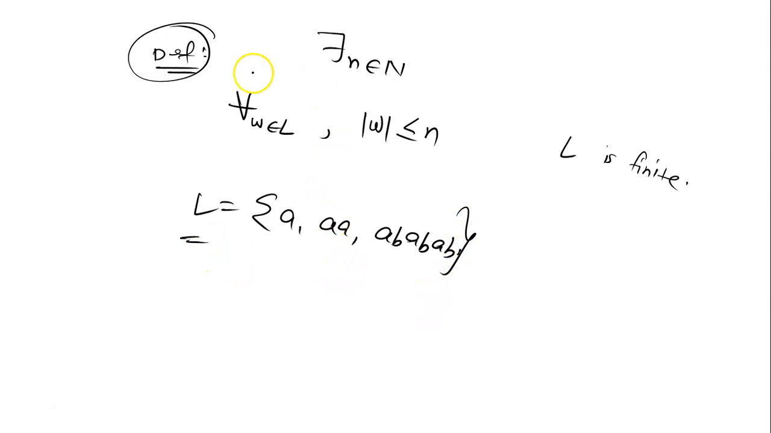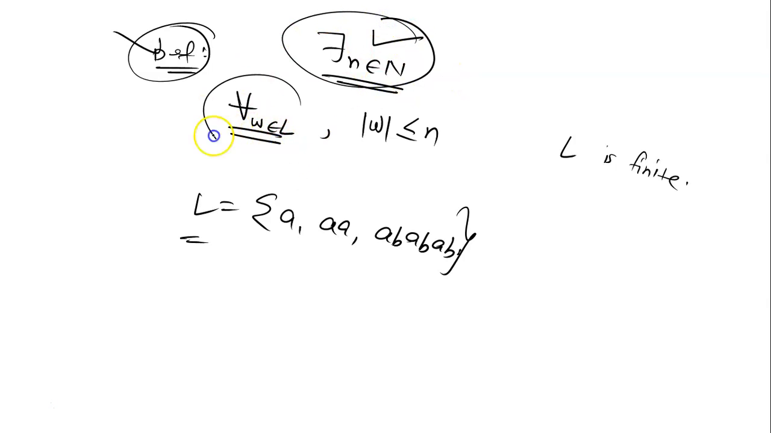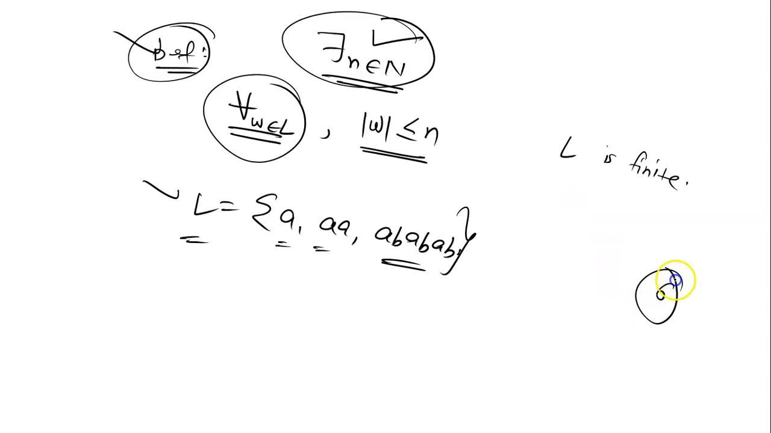For this language, he is saying that L is finite if and only if there exists a natural number n such that for all strings of L, the length of the string is less than or equal to n. Basically, the length of every string in L is less than or equal to n. So this language L is finite. Why? Because there exists a natural number, and that natural number you can take as 6, because every string has length less than or equal to 6. So that is why this language L is a finite language. So this is another definition of finite languages.